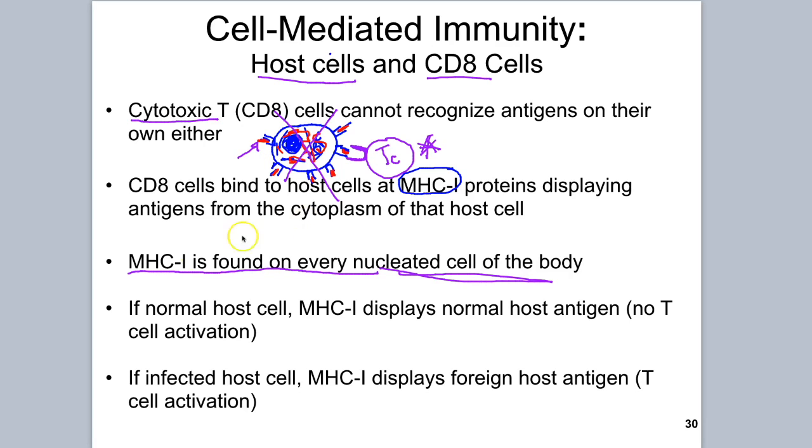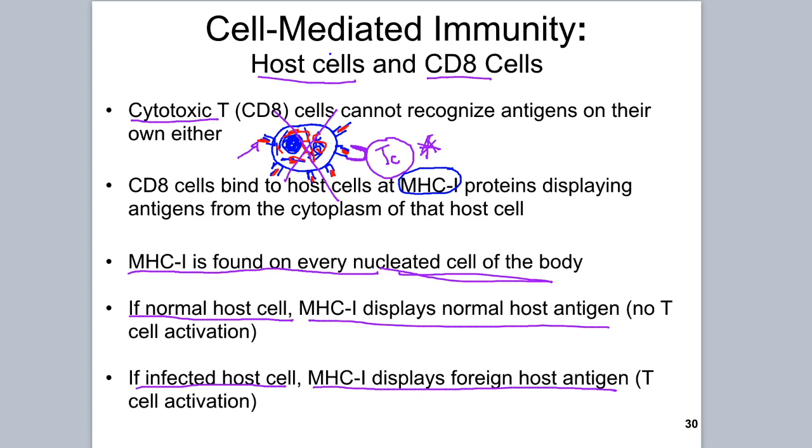If we have a normal, healthy host cell, then the MHC1 displays normal host antigens. The T cells don't get activated then. They just inspect it, see that it's normal, and move on. But if our host cell is infected, then MHC1 will display some foreign antigens. When the T cell binds, it can become activated and initiate an immune response.